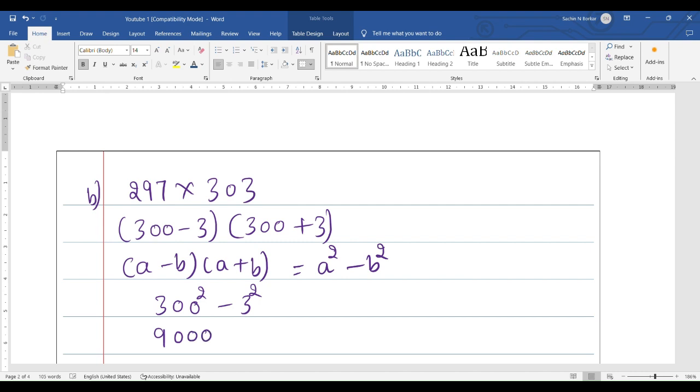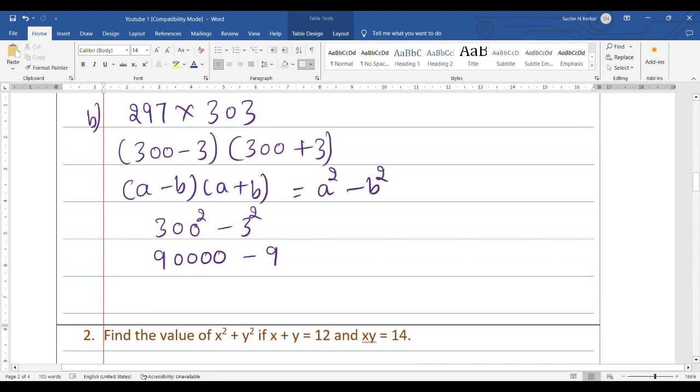So the answer of 300 plus 3 and 300 minus 3 will be 300 square minus 3 square, which is 90,000 minus 9. So the answer will be 90,000. When 9 goes, it will be 89,991.